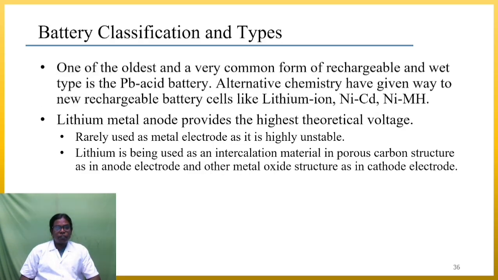Battery classification and types. One of the oldest and most common forms of rechargeable wet type is the lead acid battery. Alternative chemistries have given way to new rechargeable battery cells like lithium ion, nickel cadmium and nickel metal hydride. We already saw that lithium metal anode provides the highest theoretical voltage, but it is rarely used as a metal electrode as it is highly unstable. So lithium ion is used as intercalation material in a porous carbon structure in the anode electrode and other metal oxide structures in the cathode electrode.